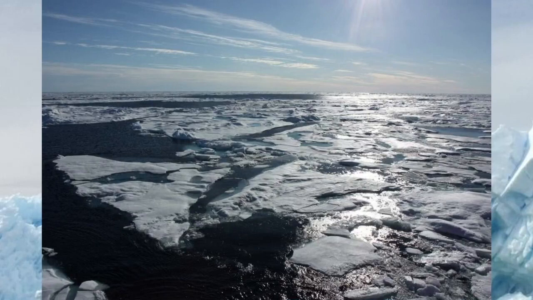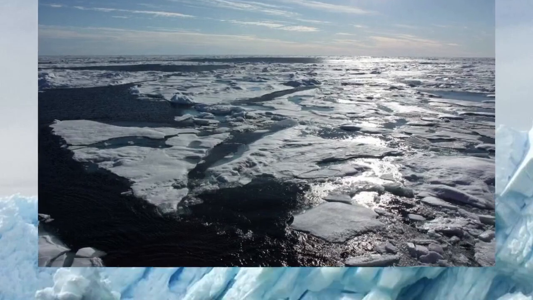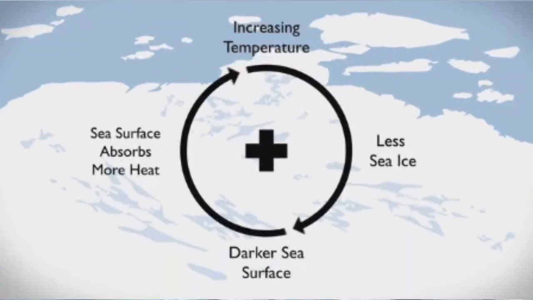This extra heat from the sun warms the ocean and causes even more sea ice to melt. This is an example of a positive feedback loop, because the result of the sea ice melting leads to even more melting.